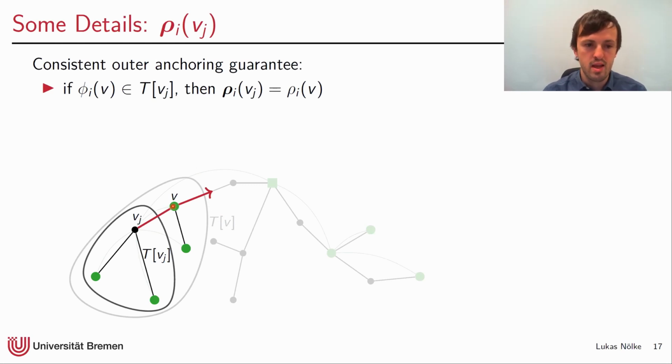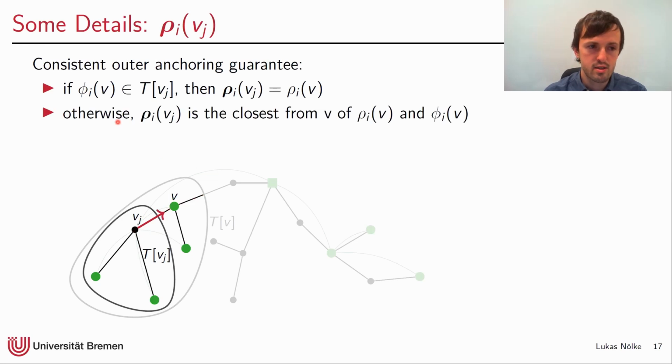closest nodes. Note that, however, we could have some node here that is outside of the subtree of Vj, and that is closer than this outer anchoring guarantee. But however, in this case, the inner anchoring guarantee, which is in the subtree, will always be still closer. So this is the one we would choose to connect Vj, and we do not have a contradiction.